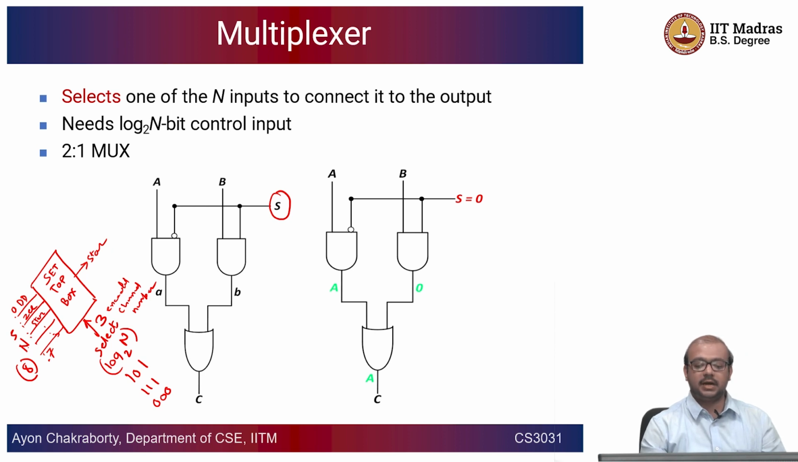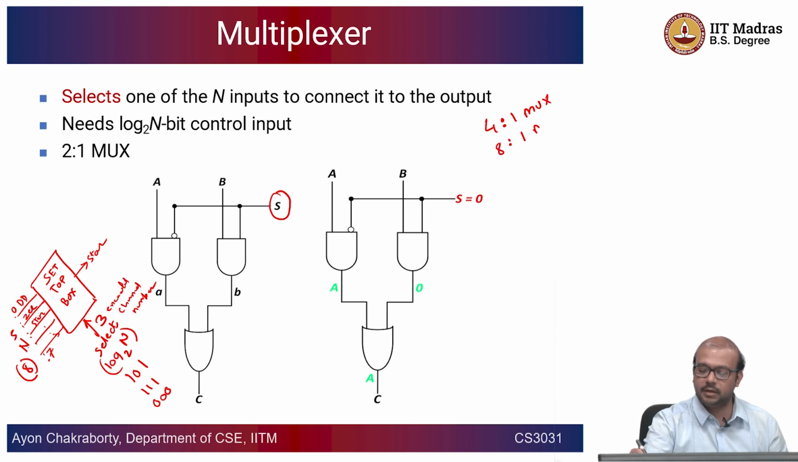The select line need not always be just a bit. It is a very simple multiplexer that I have shown here, a 2:1 mux. But this S could be multi-bit, and the circuit will become much more complex. It could be a 4:1 mux, or an 8:1 mux. So you can see the general functioning of how this circuit works. A and B are the inputs, but I have to control who goes to the output.